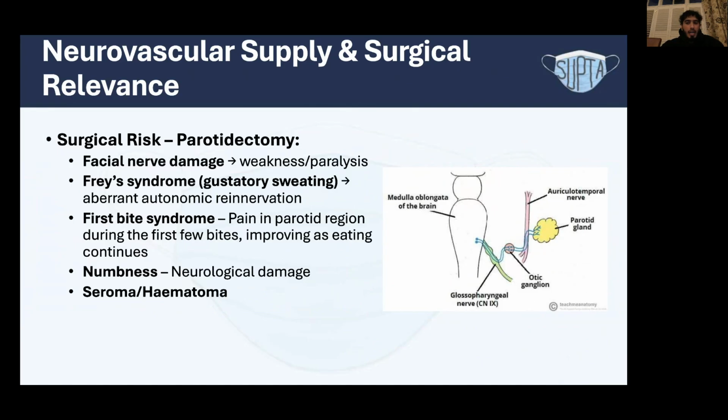It's due to damage to the sympathetic innervation, which leads to unopposed parasympathetic stimulation to the salivary myoepithelial cells, which results in really painful, exaggerated salivary contractions. Patients will particularly say this is worse when they're eating sour or flavorful foods. And like we said before, numbness, and other classic things are seromas and hematomas.